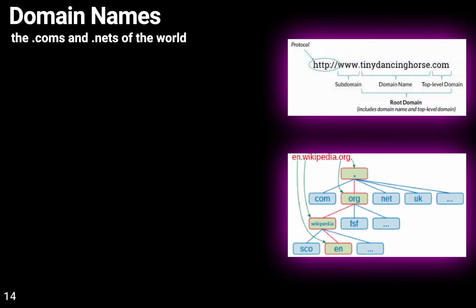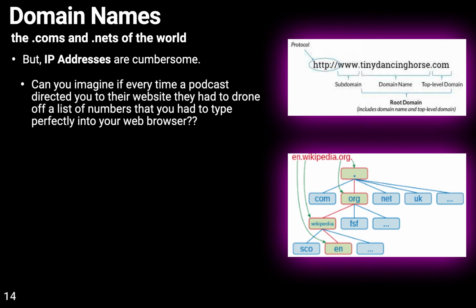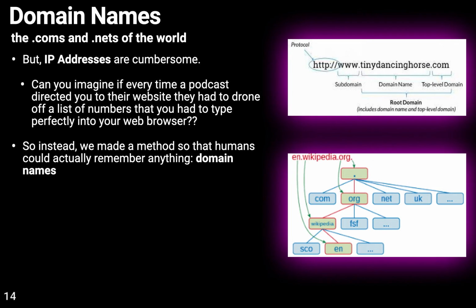So now we get into domain names, the .coms and the .nets of the world. So IP addresses would be cumbersome to just use all the time. Can you imagine if every time a podcast directed you to their website, they had to drone off a list of numbers that you had to memorize and type perfectly into your web browser, right? That would not be a good way for the internet to function. So instead, we made this method so that humans could actually remember any of this, and that is domain names.